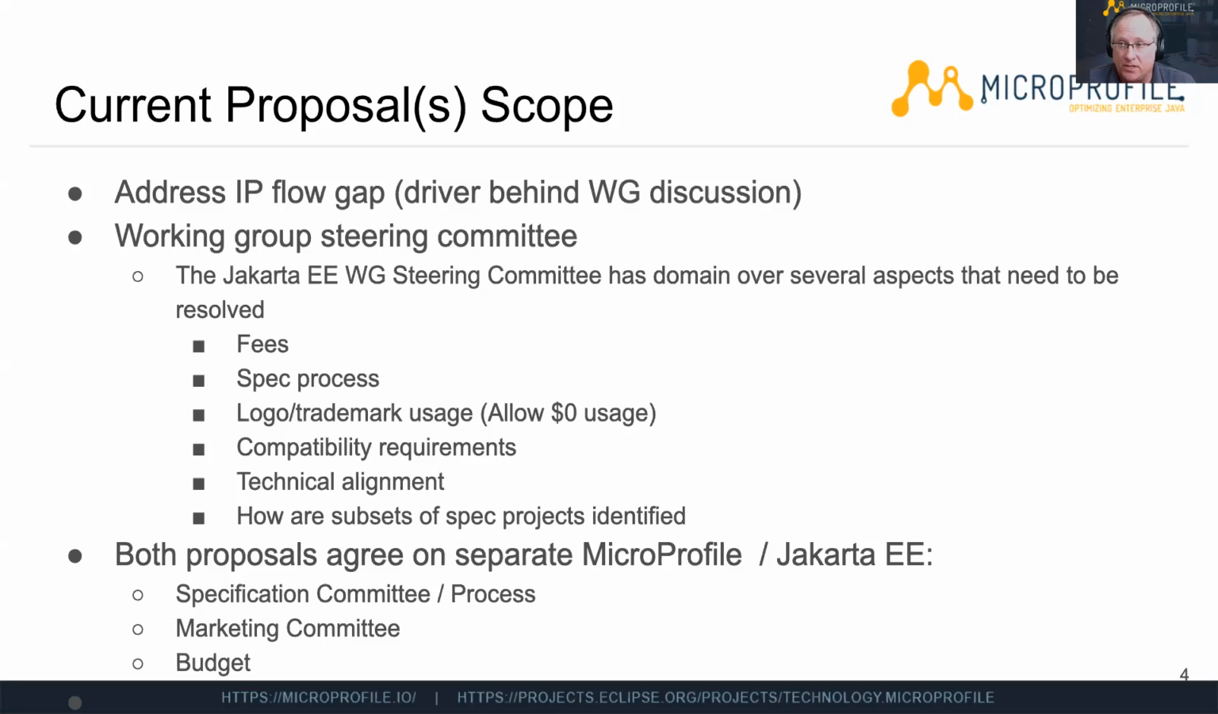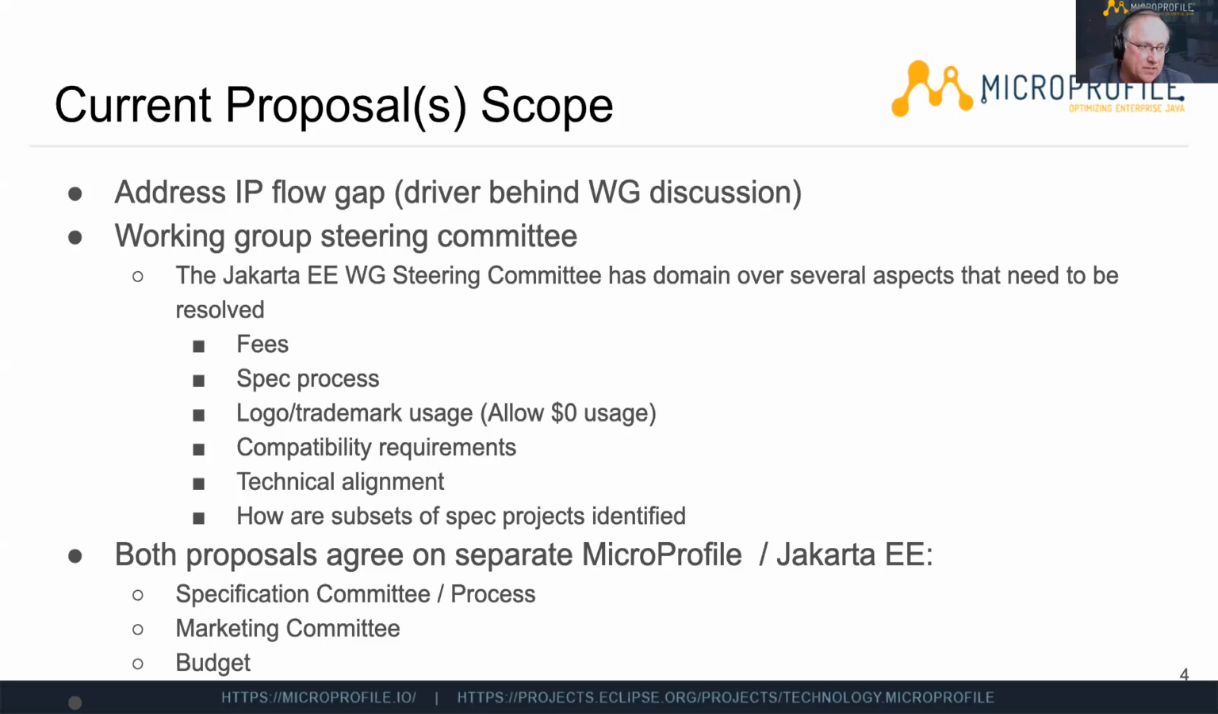Technical alignment. One of the things that's popped out in the discussions is, how do the specs in MicroProfile align technically with the specifications in Jakarta? What's interesting is that's actually not covered in either working group proposal right now. There is no discussion of technical alignment whatsoever. Maybe this is something that we should add.